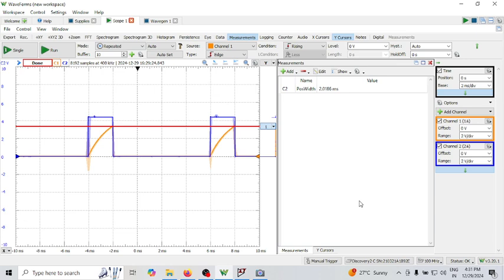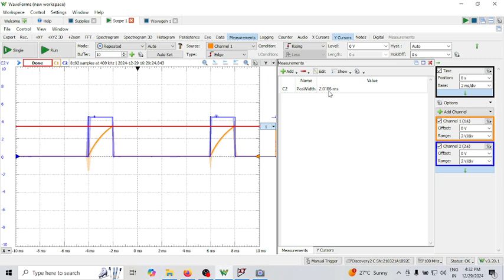TPW is actually 1.1 times RTCT. So I have 1.1 into 20k into 0.1 microfarad. What I'm getting now is 1.1 into 20 exponential 3 into 0.1 exponential minus 6, so I should get 2.2 millisecond. This 2.2 millisecond is my expected value.